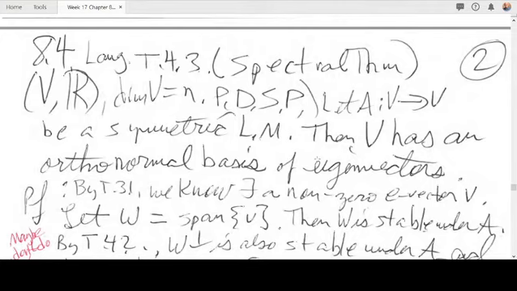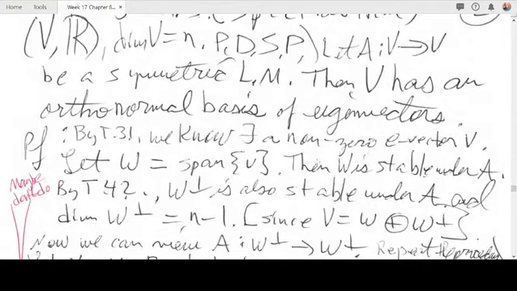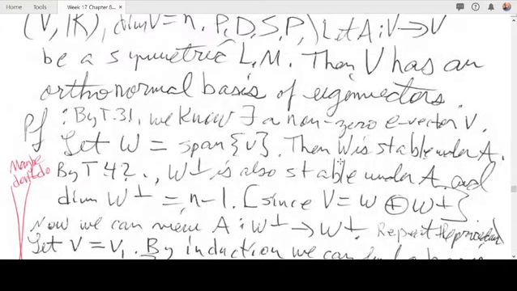Then the theorem says that the vector space V has an orthonormal basis of eigenvectors. And this will also imply that it can be diagonalized.